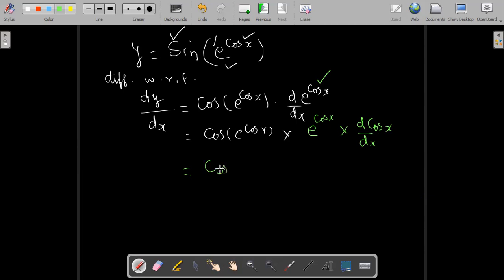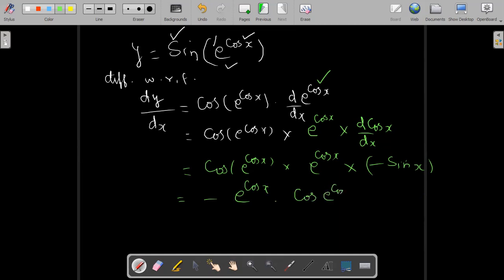So this is the starting. That's why I'm telling you these are the steps you should follow in the starting. Later on, you can do it directly. E to the power cos x, and the differential of cos x is minus sin x. This is the answer, and this minus we should write in the starting. So we can write e to the power cos x into cos e to the power cos x into sin.